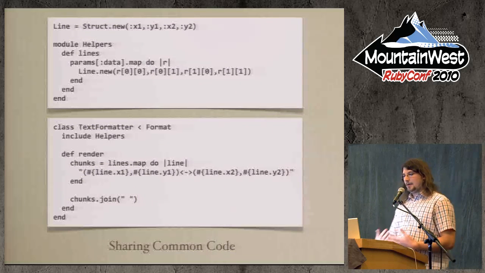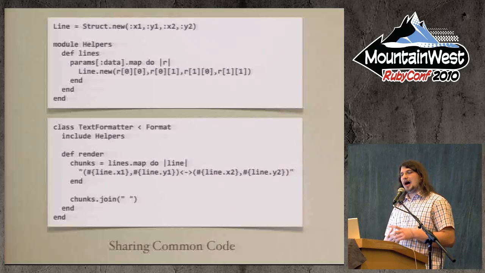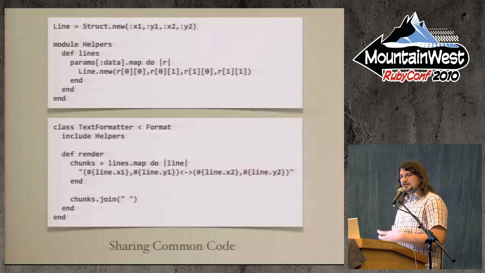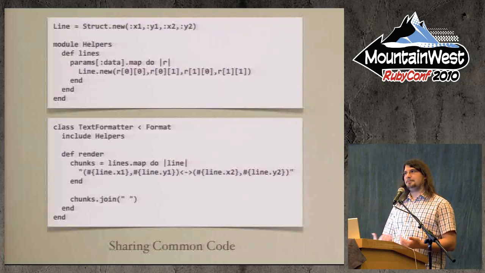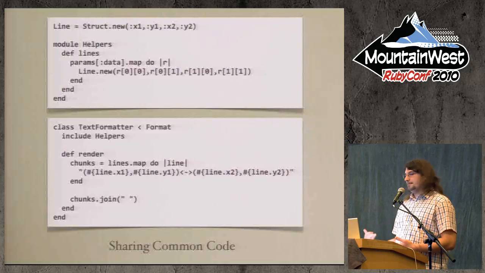So now we want to talk about going one step higher, and that's if there's some common code between two different formats. Since both of those formats have access to the same source data, if there's something you're going to be doing for both of them, it would be nice to be able to share some common code between them. So, of course, Ruby gives us modules to do that.